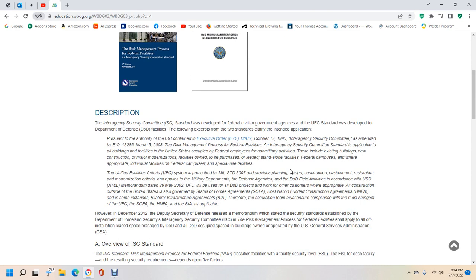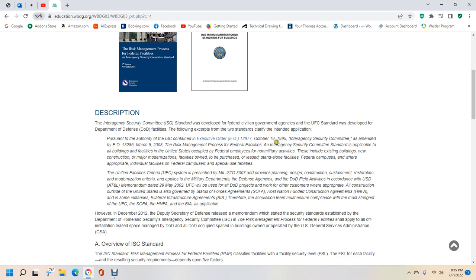Description: the Interagency Security Committee standard was developed for federal civilian government agencies. The UFC was developed for Department of Defense facilities. The following excerpts for the two standards clarify the intended application. Pursuant to the authority of the Interagency Security Committee contained in Executive Order 12977 of 19 October 1995, the Interagency Security Committee was amended by Executive Order 13286, March 5, 2003.